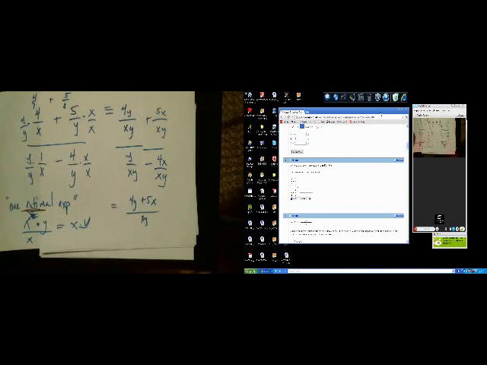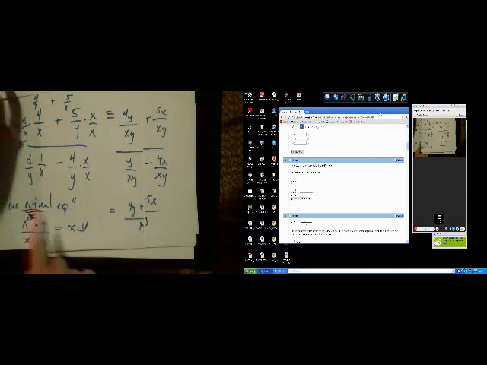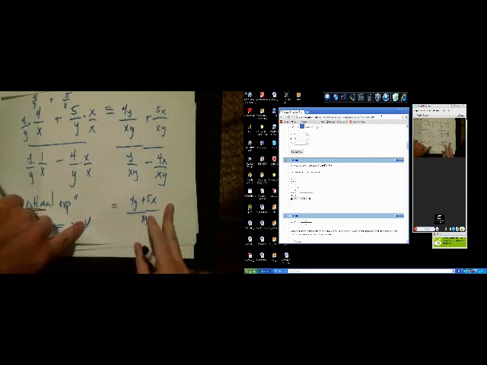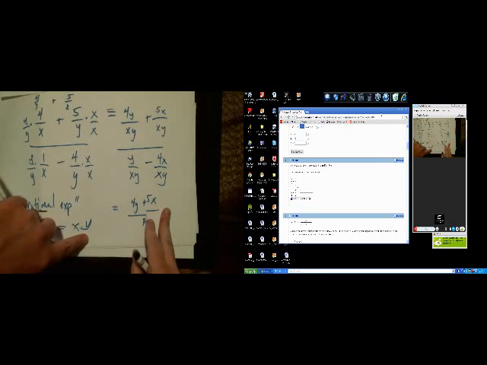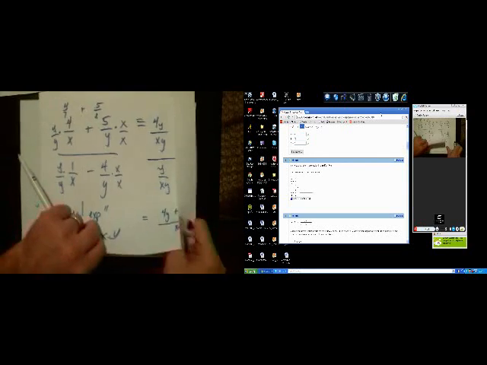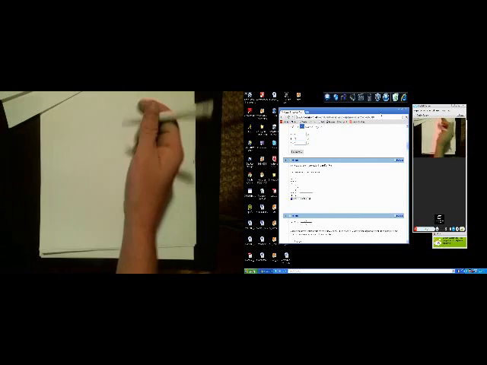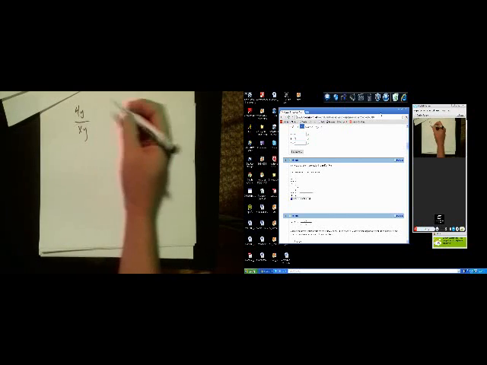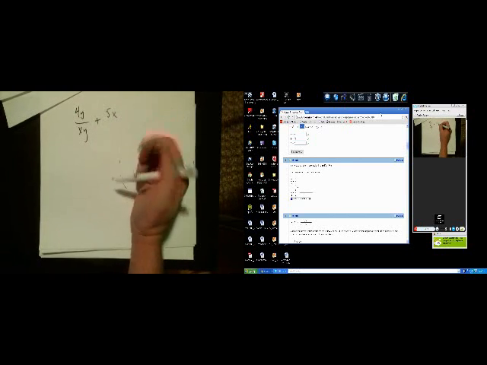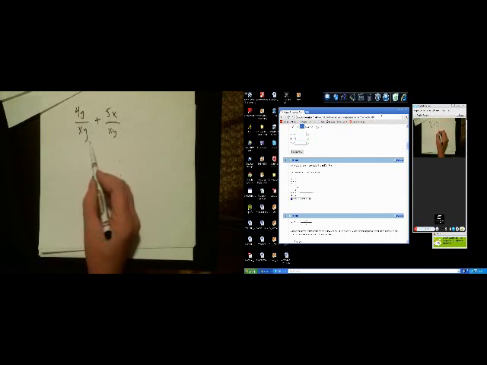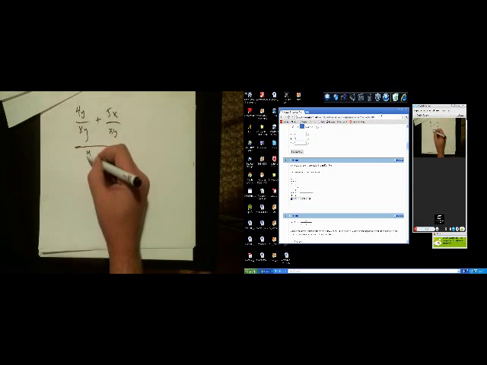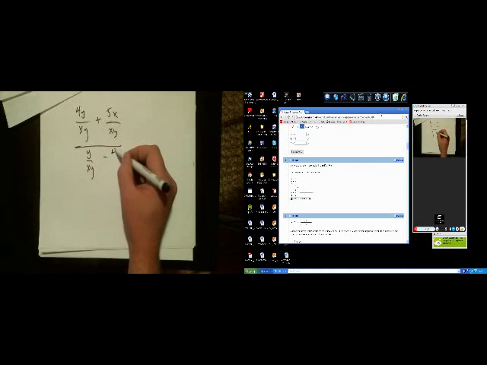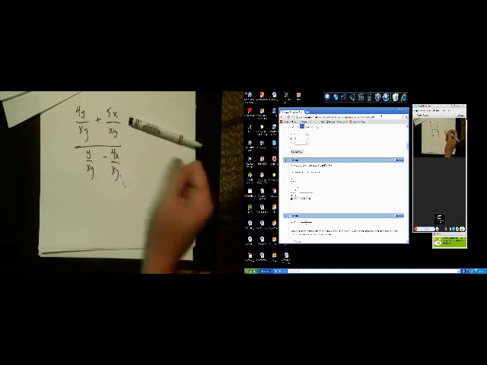Wait 1 second. Where was the 4y? Oh, so you're adding the top. I'm sorry. I had a momentary lapse, like calculus lecture mode. Like this is how it would show up on the board. I'm going to go back to, we had 4y over xy, 5x over xy, and then down here we've got y over xy minus 4x over xy, right?